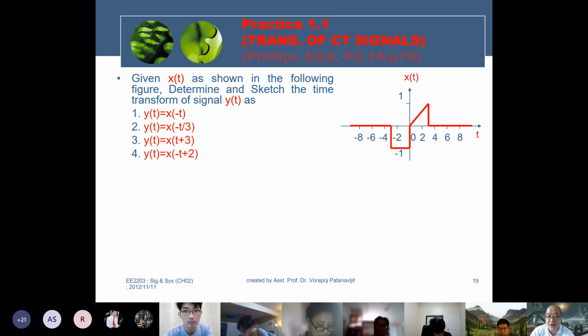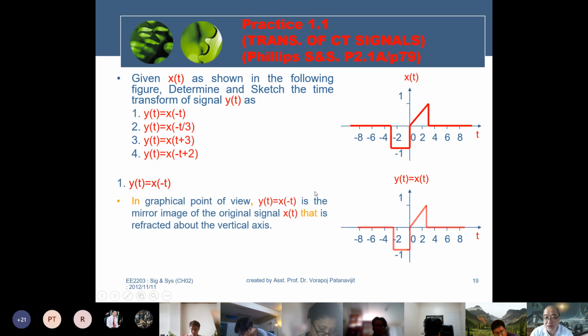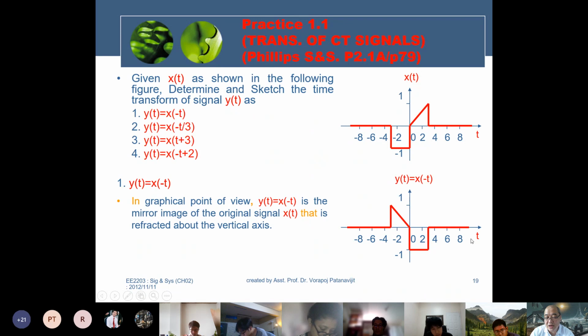The first sub question is y(t) equal to x(-t). It means this question asks you to determine the time reversal. The time reversal is very simple. From the graphical point of view, y(t) equal to x(-t) is the mirror image of the original signal x(t) that is reflected about the vertical axis, as shown in this picture. You flip the signal with respect to the vertical axis.